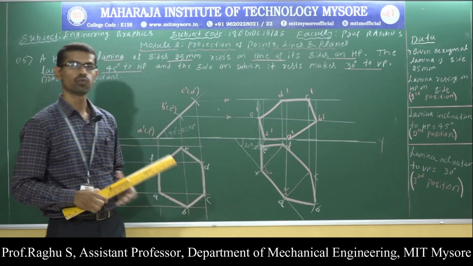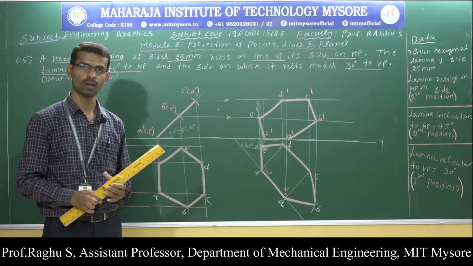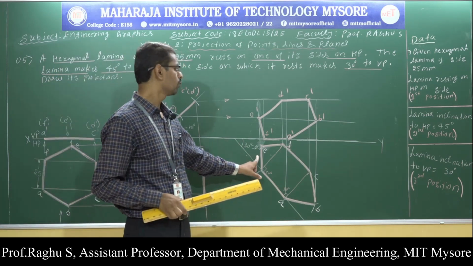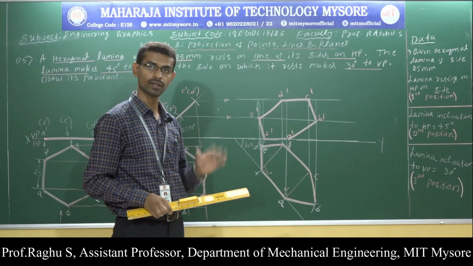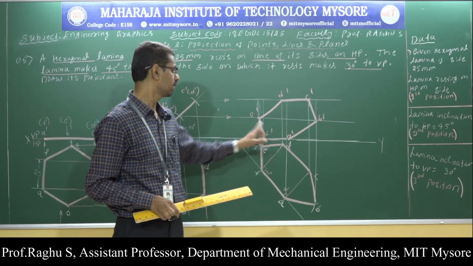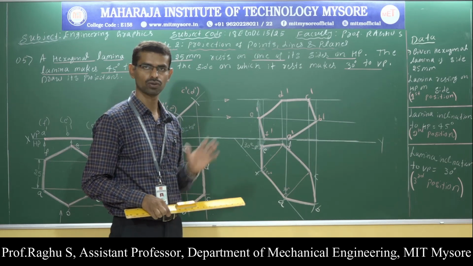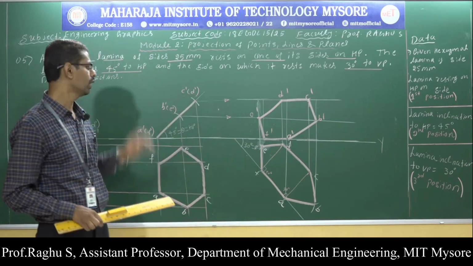So this is the final position of the hexagonal lamina when the lamina makes 45 degrees with respect to HP, and the edge on which it rests makes 30 degrees with respect to VP. So this is the solution for the given problem.